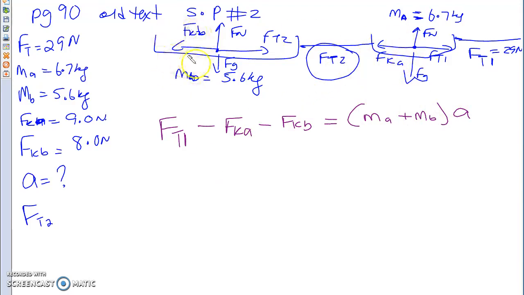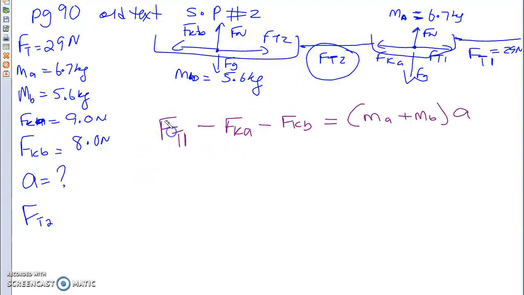Fka and Fkb. And you're like, what about this tension? Well, this tension does not really affect our equation in any way, shape, or form. It does not affect this acceleration. It's as if this string does not exist. It's as if both of the masses were together.